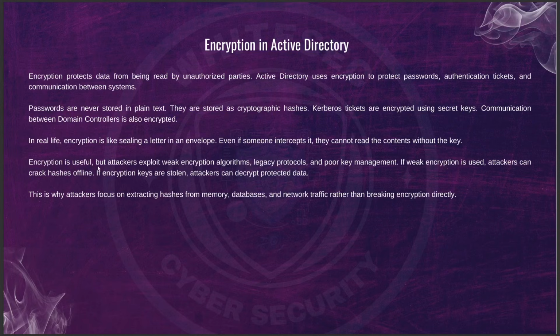Encryption is useful. Okay, but attackers exploit weak encryption algorithms, legacy protocols, and poor key management. If weak encryption is used, attackers can crack hashes offline. If encryption keys are stolen, attackers can decrypt protected data. This is why attackers focus on extracting hashes from memory, databases, and network traffic rather than breaking encryption directly.